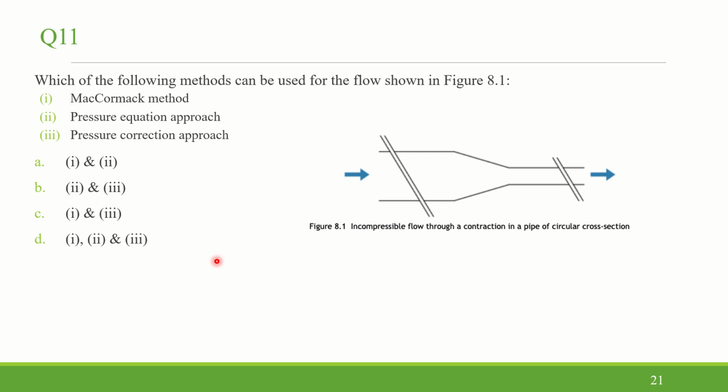So the answer is option B, because McCormack method is a method for compressible flow systems, whereas 2 and 3 are for incompressible flow systems. McCormack scheme and Beam-Warming scheme are for compressible flow, and for incompressible flow we have stream function vorticity approach, artificial compressibility approach, pressure correction approach, and pressure equation approach. So 4 approaches for incompressible flow systems we have studied. So the answer is option B, 2 and 3.